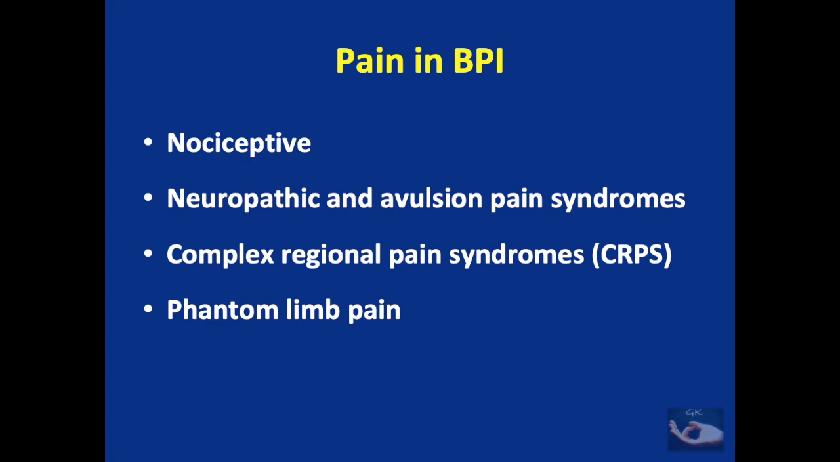Now we need to consider the presence of pain in brachial plexus injuries, especially avulsion injuries. There are 4 types of pain: nociceptive, neuropathic pain, complex regional pain syndromes and phantom limb pain. Whatever be the type of pain in brachial plexus injuries, it is important to treat it because otherwise all the reconstructive procedures that we may do may fail.